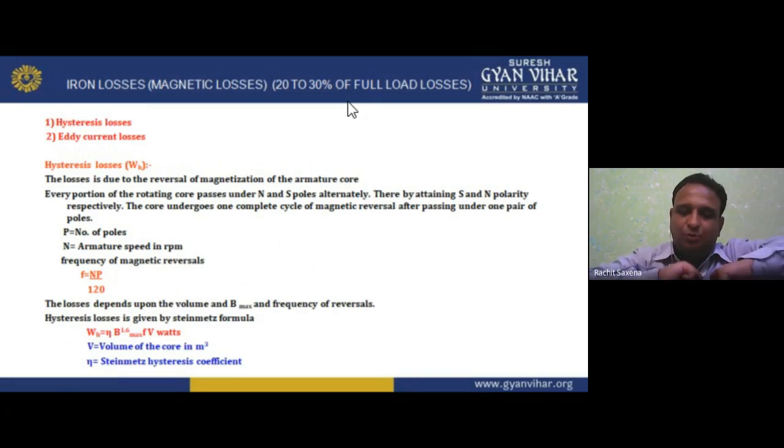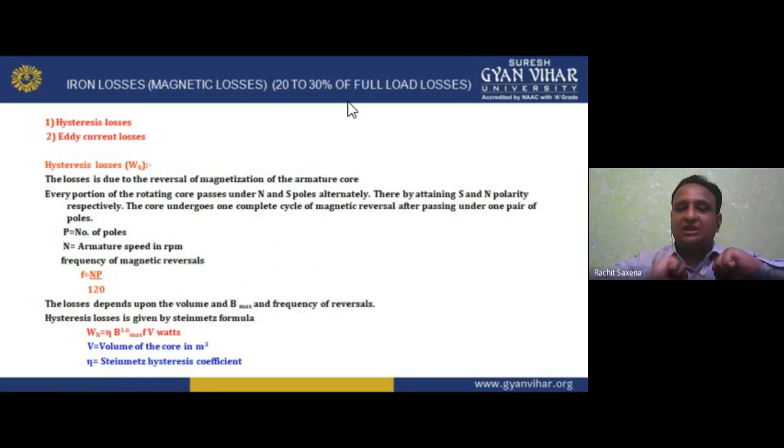When it is in the south pole, then alternately again it is in the north pole, then north pole and south pole. So alternately it is moving like this. It's straight, but it is moving. So thereby attaining south and north polarity respectively, the core undergoes one complete cycle of magnetic reversal after passing under one pair of poles.